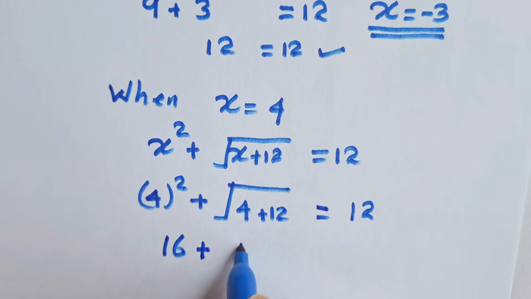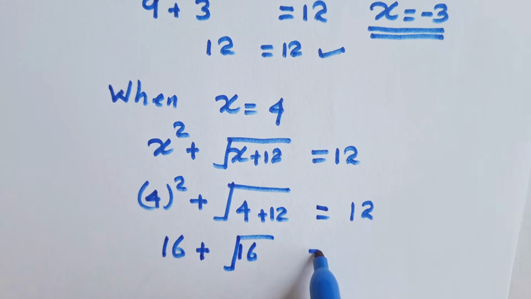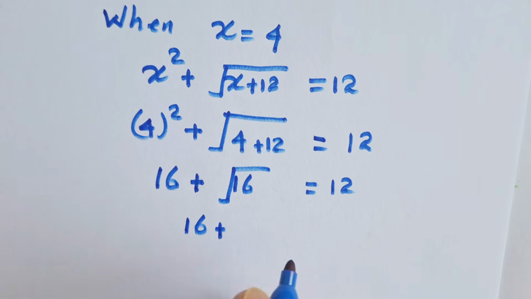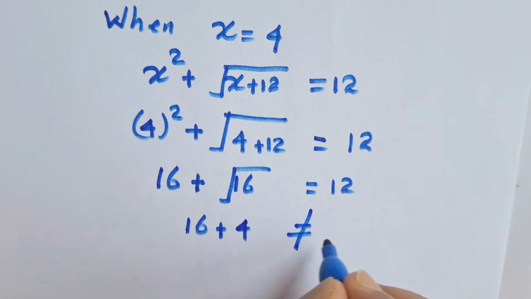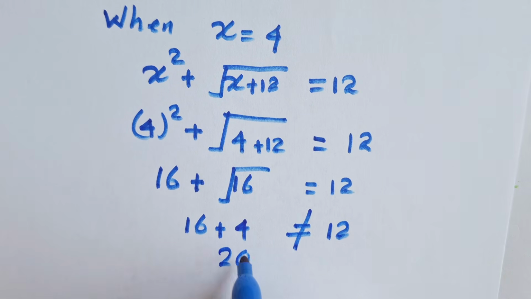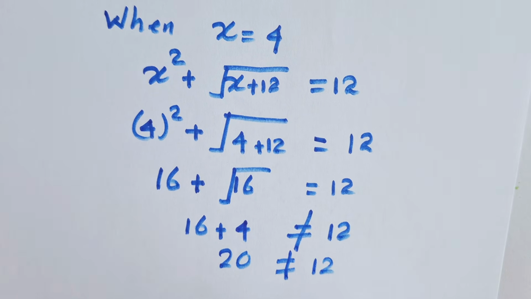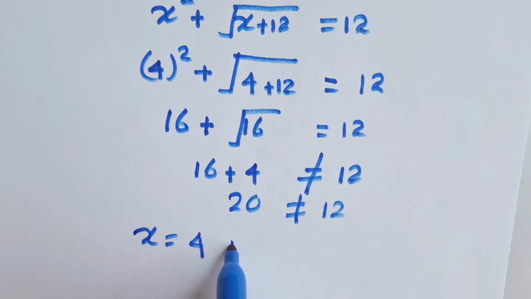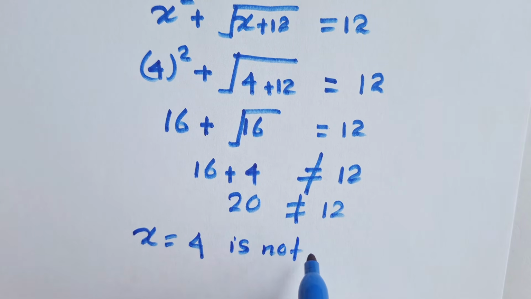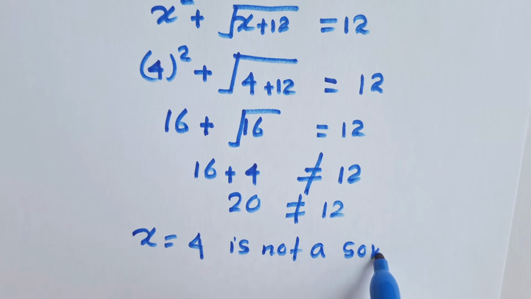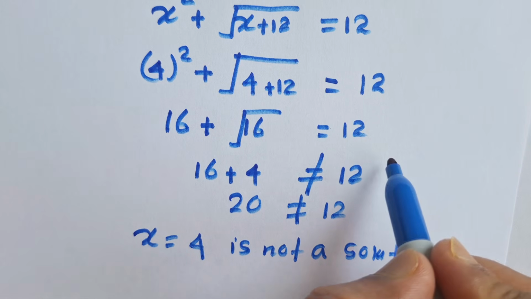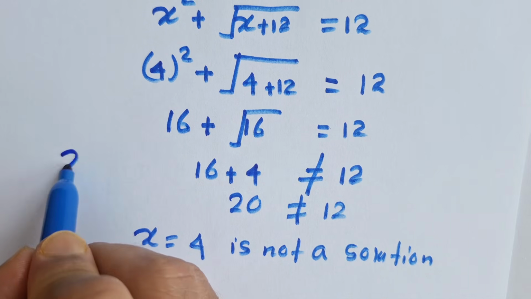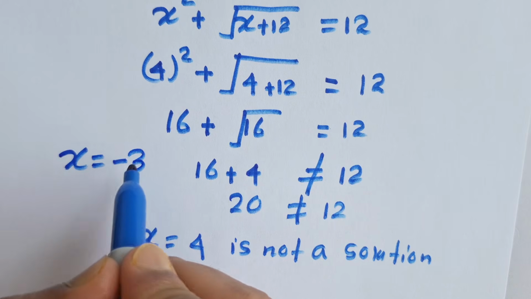On the left hand side we have 16 plus square root of 16. On the right hand side it is 12. So square root of 16 is 4. 16 plus 4 is equal to 20. 20 does not equal 12. So therefore we can say that x equal 4 is not a solution for our problem. So we have got only one solution which satisfies this equation, which is x equal -3, because we need to provide only the integer value for x.